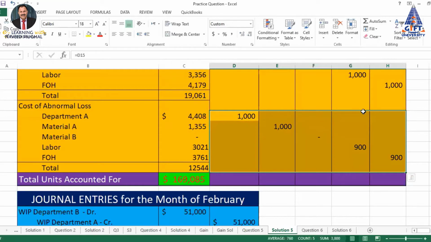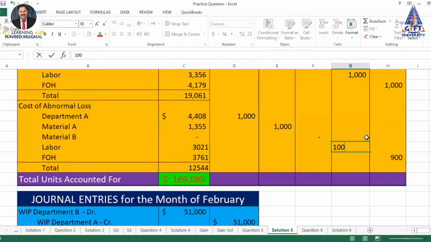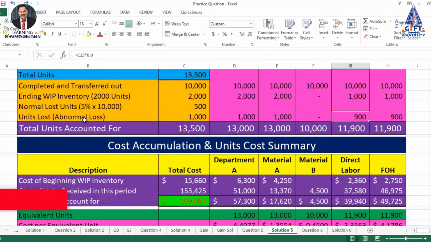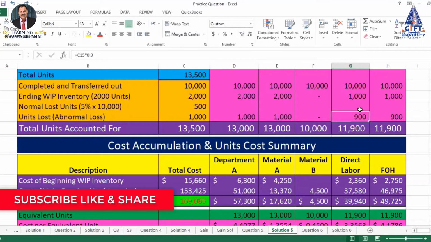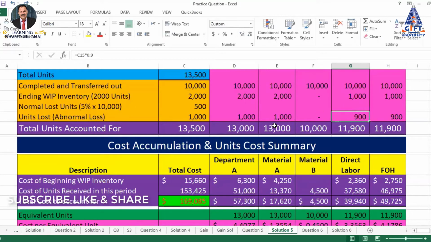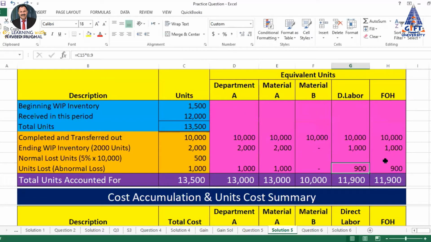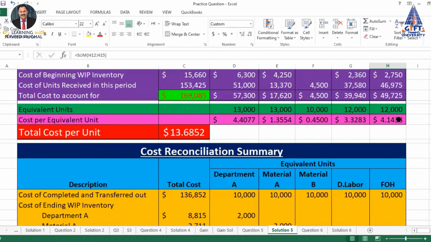If we have equal figures over here, just like if I have a 1000 figure over here, and I have said that these units are lost at the end of the process, when I have taken this logic that these units are lost at the end of the process, it means that they have consumed total labor cost and total overhead cost. So these are 100% and these are 1000, and here it is also 1000. So the cost will be changed. Likewise, per unit cost will also be changed because equivalent units have changed.